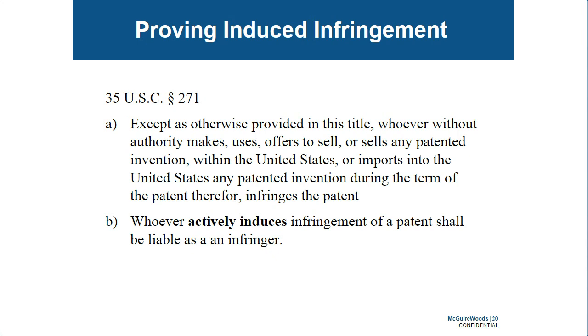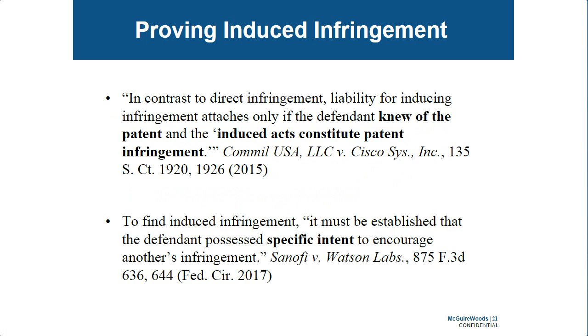The Federal Circuit has said, in contrast to direct infringement, liability for inducing infringement attaches only if the defendant knew of the patent and the induced acts constitute patent infringement. So you have to know of the patent, and you have to know that the induced acts constitute patent infringement, which means there's an intent element to inducing infringement. As the Federal Circuit said in the Sanofi case, it must be established that the defendant possessed specific intent to encourage another's infringement.